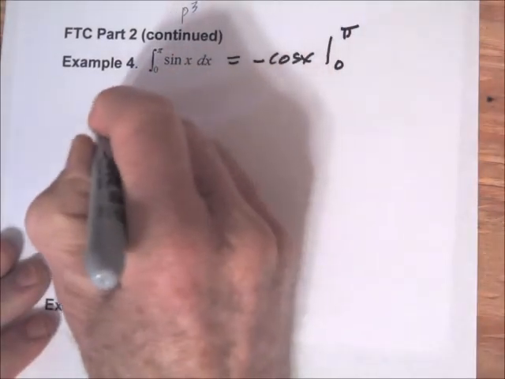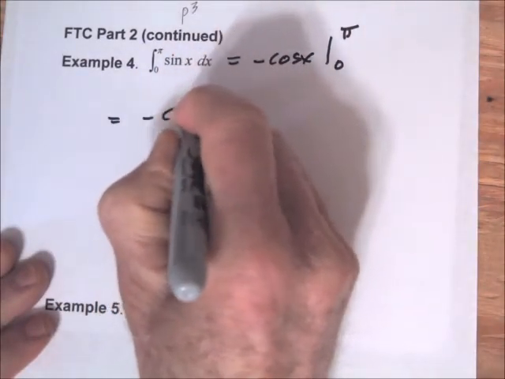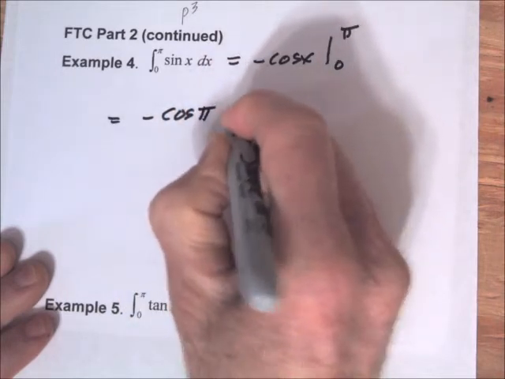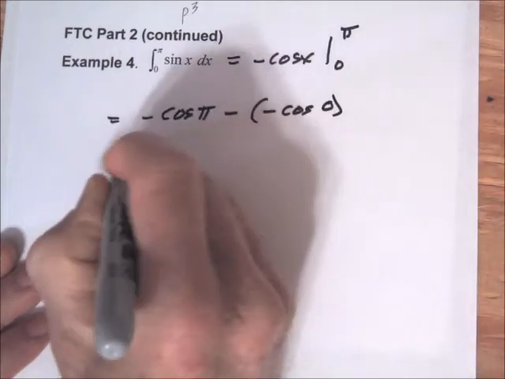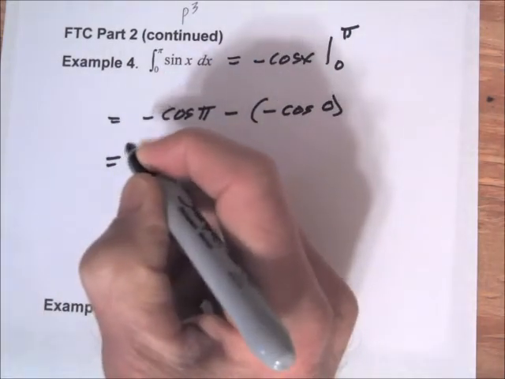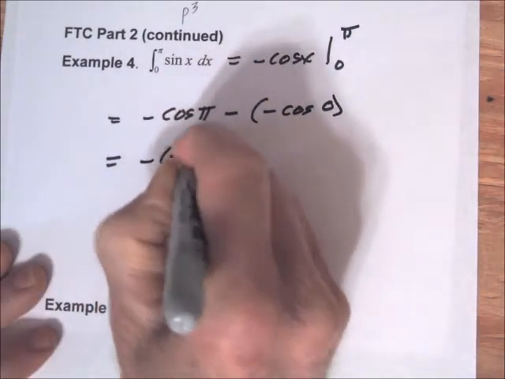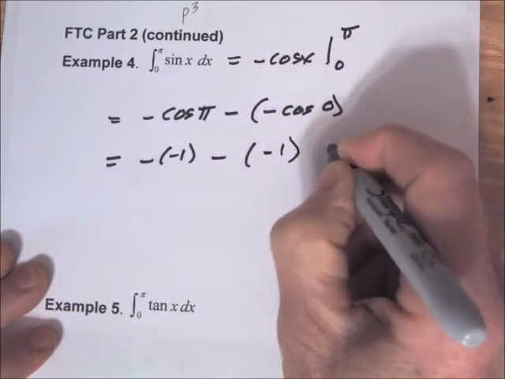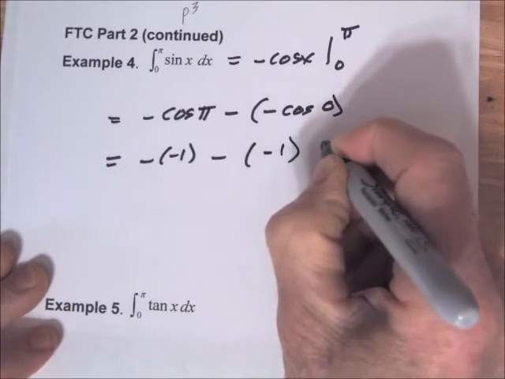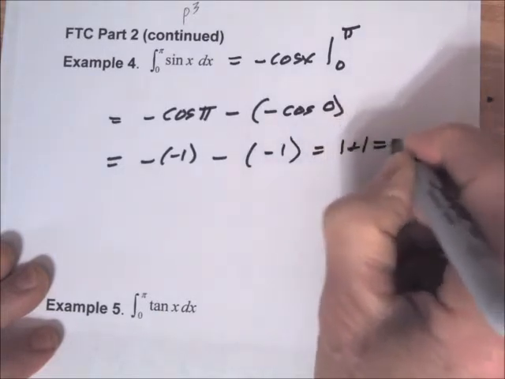So this is going to be minus cosine of pi minus a negative cosine of 0. Cosine of pi is -1, so this is minus -1. Cosine of 0 is 1, so it's minus -1 minus -1, which is 1 plus 1, which is 2.